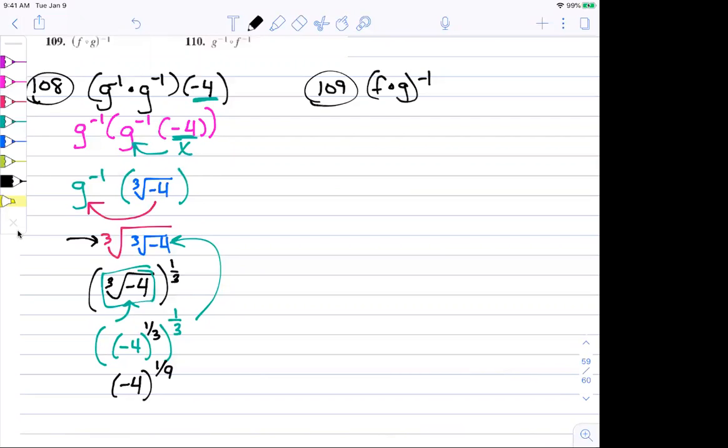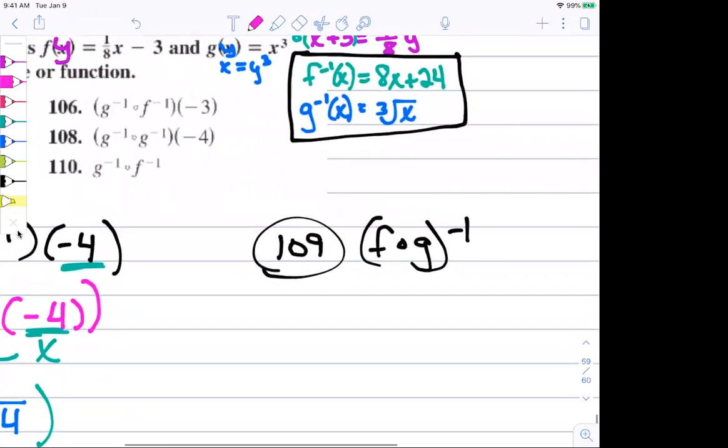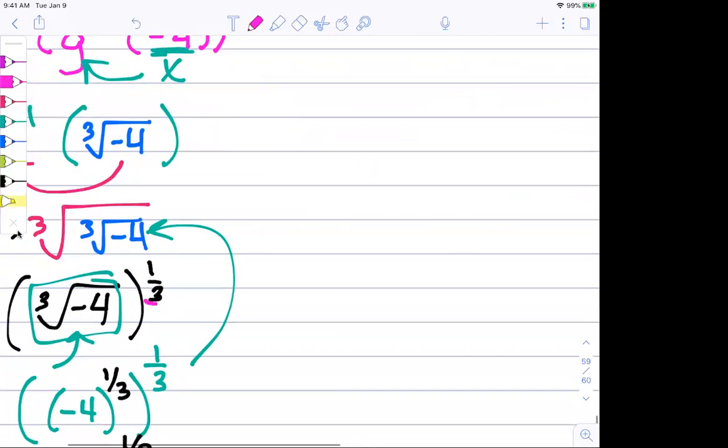All right, so let's look at 109 as well. 109 wants us to take the two functions f of g, and then the -1. This here is notation. So it's a little weird. Here, that's an exponent of 1/3.